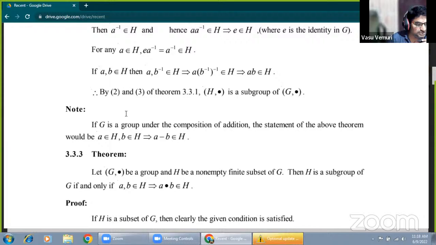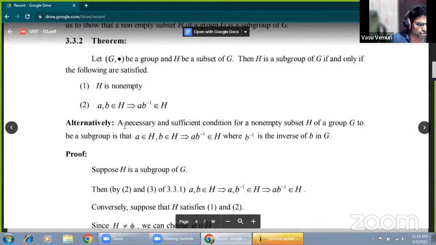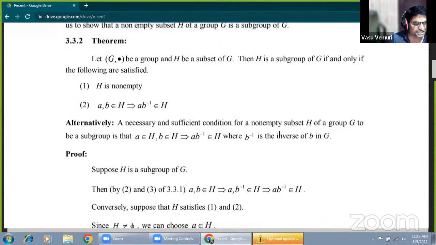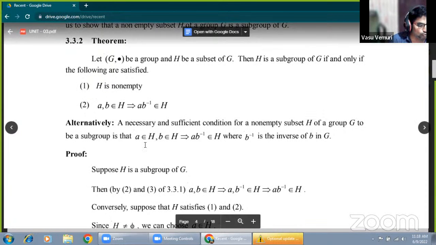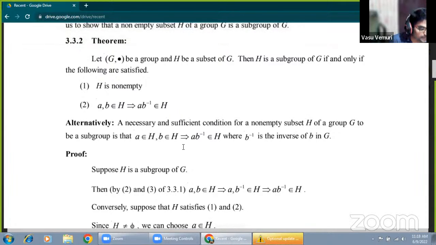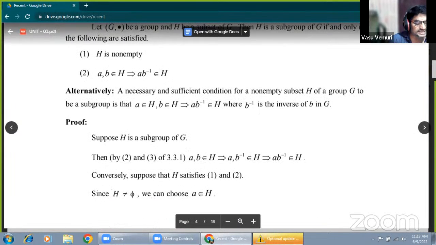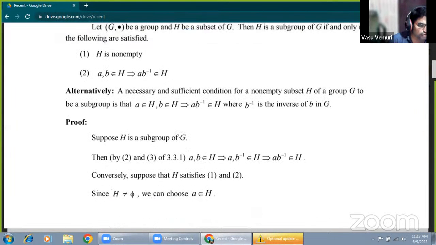Now, in the same manner, there is no doubt. The necessary and sufficient condition for a non-empty subset H of a group G to be a subgroup: A belongs to H and B belongs to H, with addition as the composition, A minus B belongs to H. Here minus B is the inverse of B in G. Now we have to practice. This is for our practice purpose.